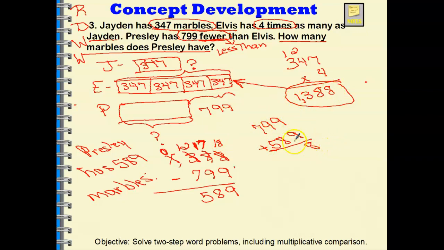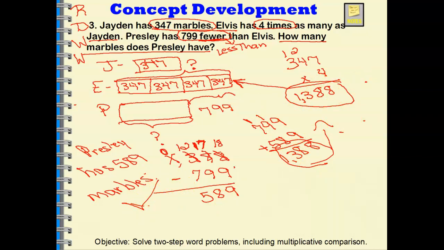9 plus 9 is 18. I'm going to make my 1 ten over here. 8 plus 9 is 17, plus 1 more is 18. I'm going to make that 10 tens into 100. I have 7 plus 1 is 8, plus 5 is going to be 13. So I have 1,388, which is what I started with. So I know my answer is correct.